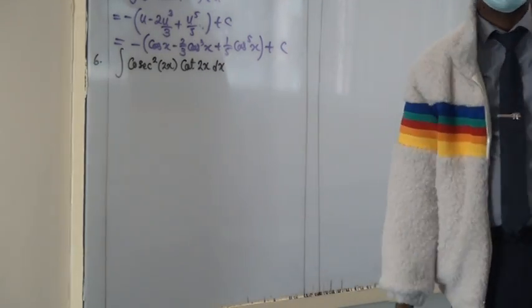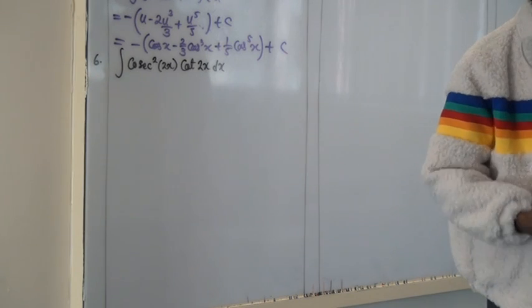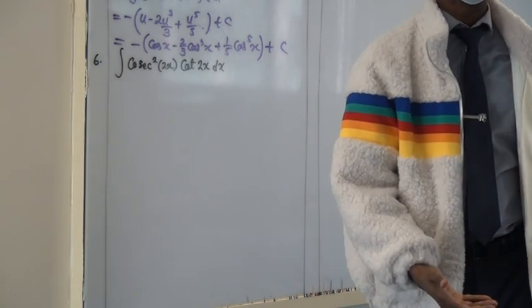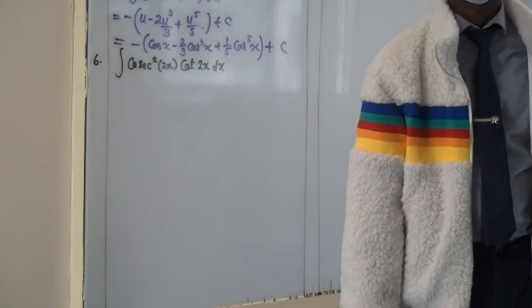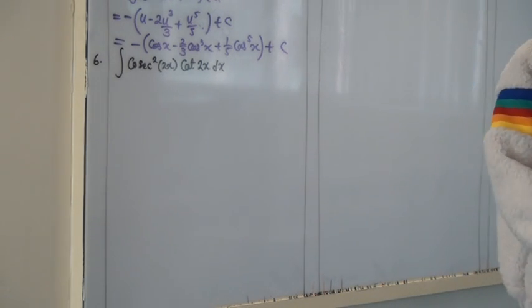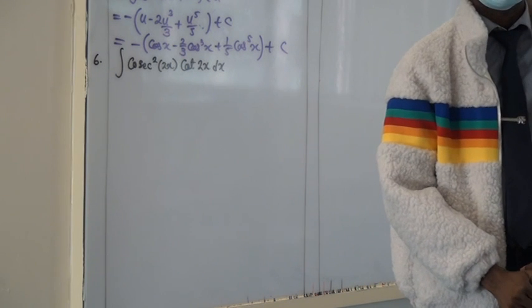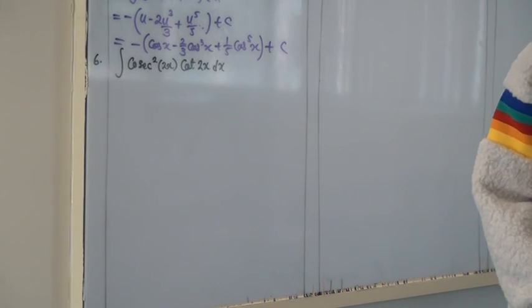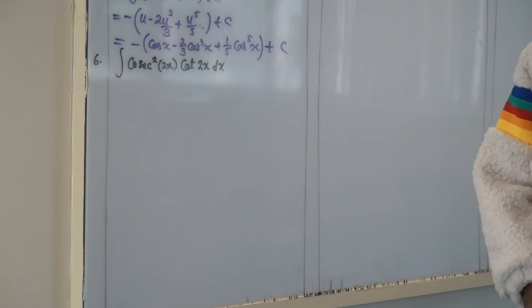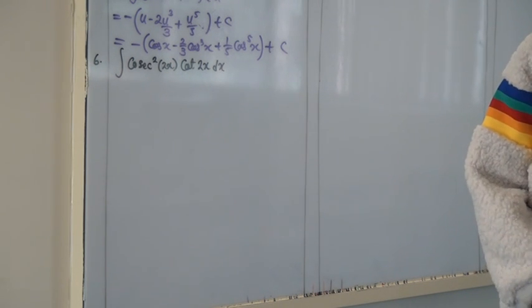So if you're in the exam, you just have to check your formula booklet and see which of the functions can produce the other function by derivative or integral, as the case may be. So derivative of cosec squared will give cot.